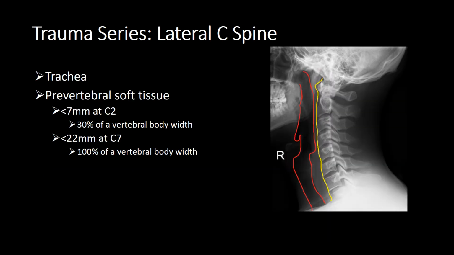Okay, let's assess the soft tissues. Here we have the trachea, this dense black area. Remember, it's air-filled, hence it's black. So the pre-vertebral soft tissue we're looking at is the space between the trachea posteriorly and the anterior vertebral bodies.